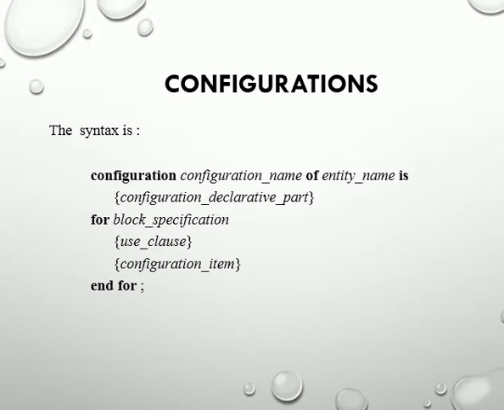Then this declarative part of the configuration may contain the use clause, attribute specifications and group declarations. So these may be present in a configuration declarative part. And the main part of the configuration declaration contains the so-called block configuration. That means this is the second part, which is after this for keyword, that is the for clause here, the main part of this configuration.